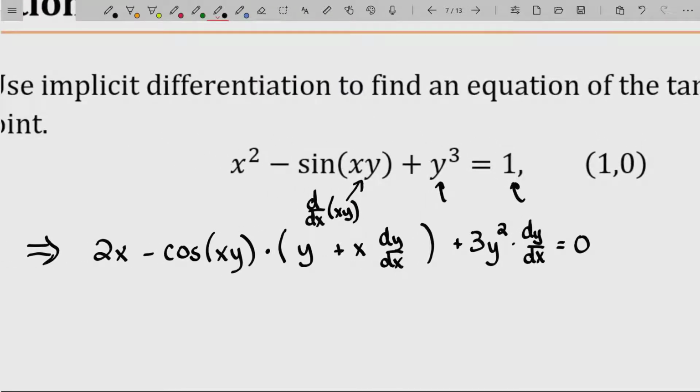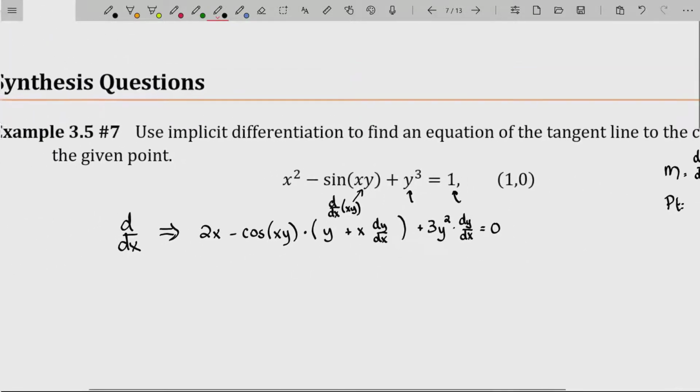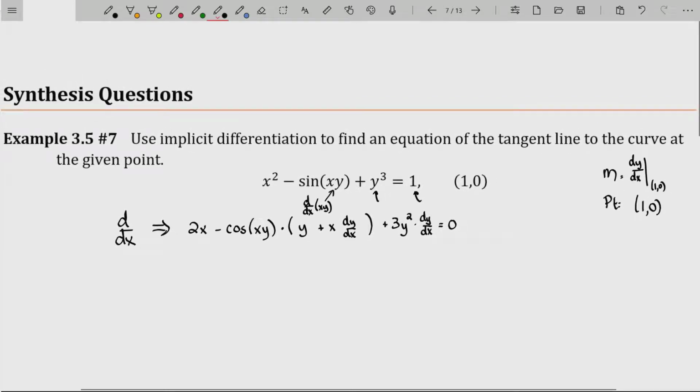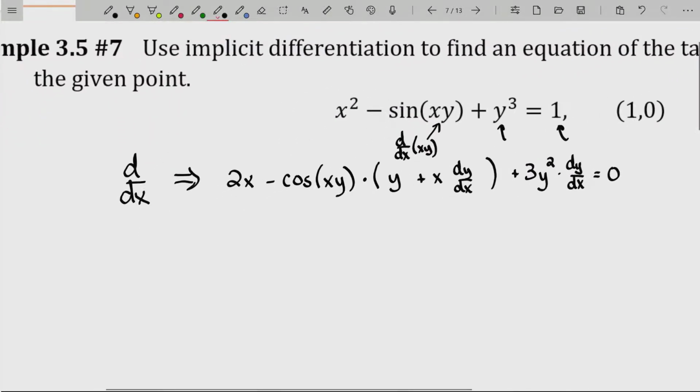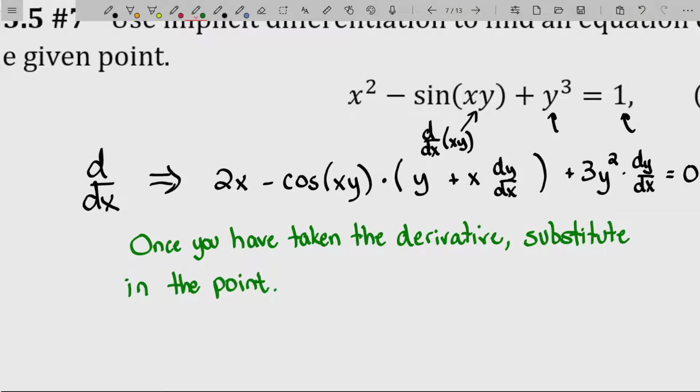Now again, as I mentioned a few moments ago, probably the thing that students hate the most about this style of problem is that they have to solve for dy/dx. But when I'm finding the equation of a tangent line, nobody's actually asking me to solve for dy/dx. They're just saying, find the derivative at this point. Once you've taken the derivative, substitute in the point that they handed you.